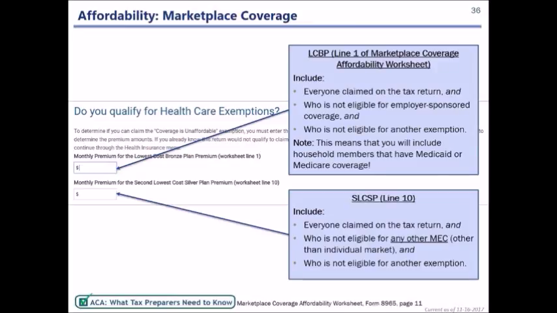Now, the same is not true for the line 10, second lowest cost silver plan. For that, we are looking at everyone claimed on the tax return who is not eligible for any other MEC other than coverage in the individual market, and who is not eligible for another exemption. So we've got a more limited pool in line 10.